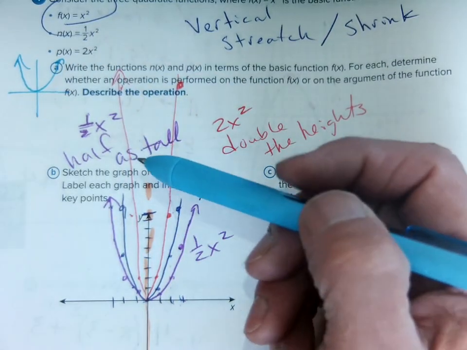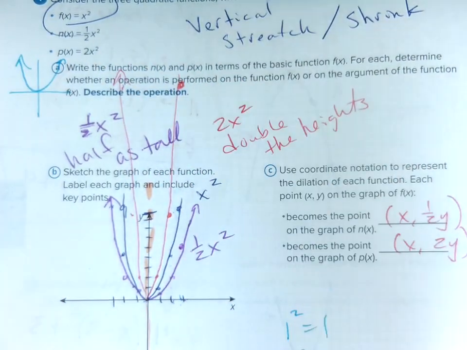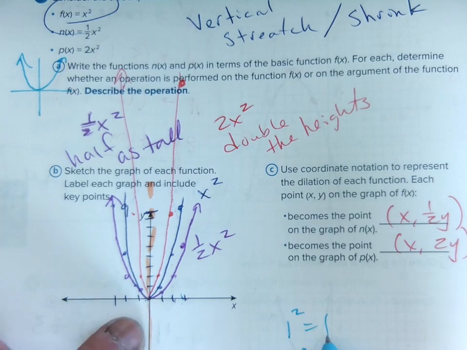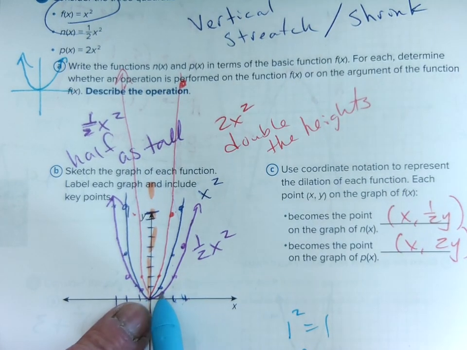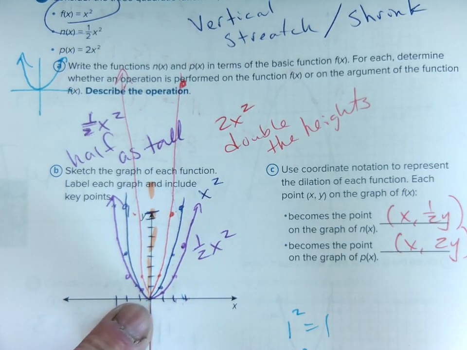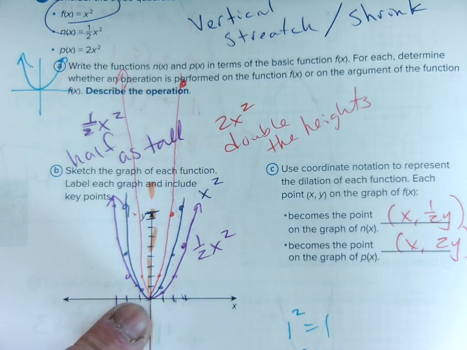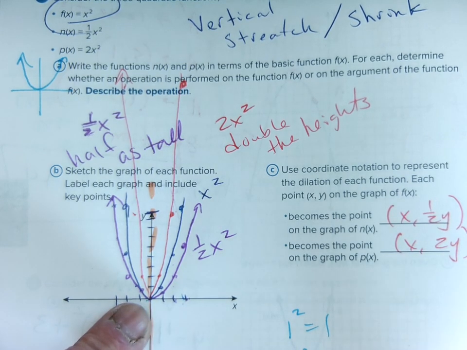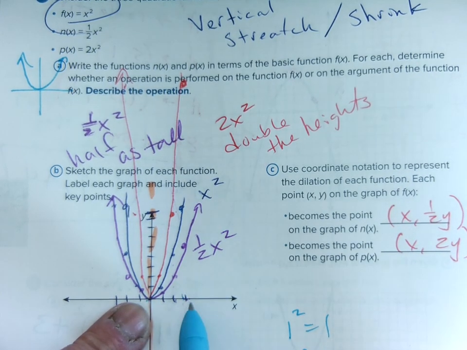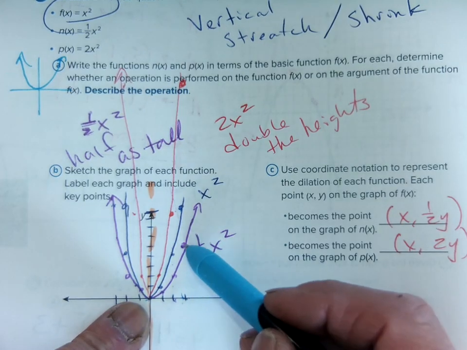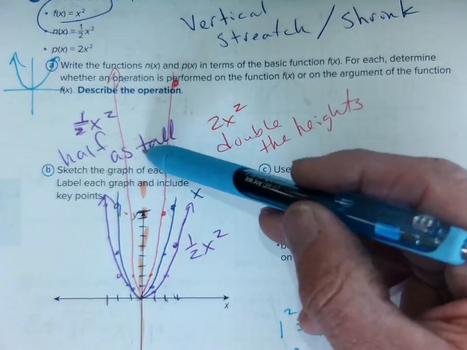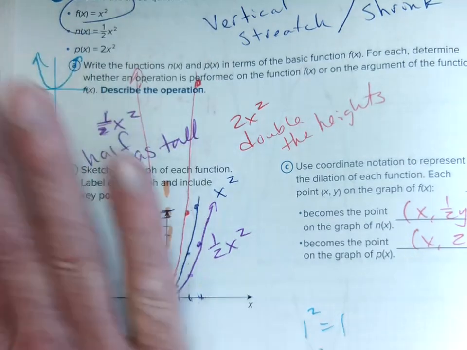Now, if I were to take n of x, which is going to be 1/2 x squared, we just take half of those heights. So instead of 1 squared is 1, I'd go up to 1/2. Okay, 2 squared is 4, but I go half of 4, which is up to 2. 3 squared is 9, but I'm going to half that, so I'm going to go up to 4.5. So I'm going to go 1/2, 2, 4.5. I'm going to have a line of symmetry, so I can fold the points to the other side.